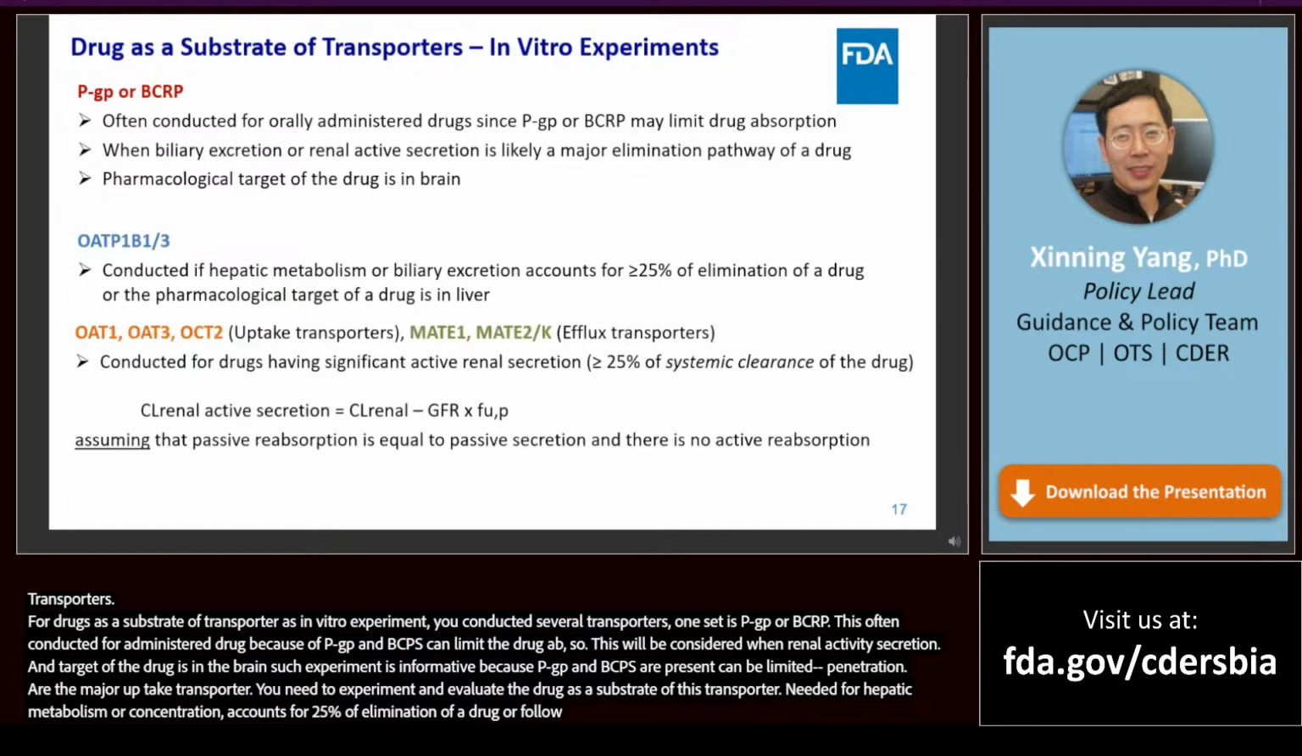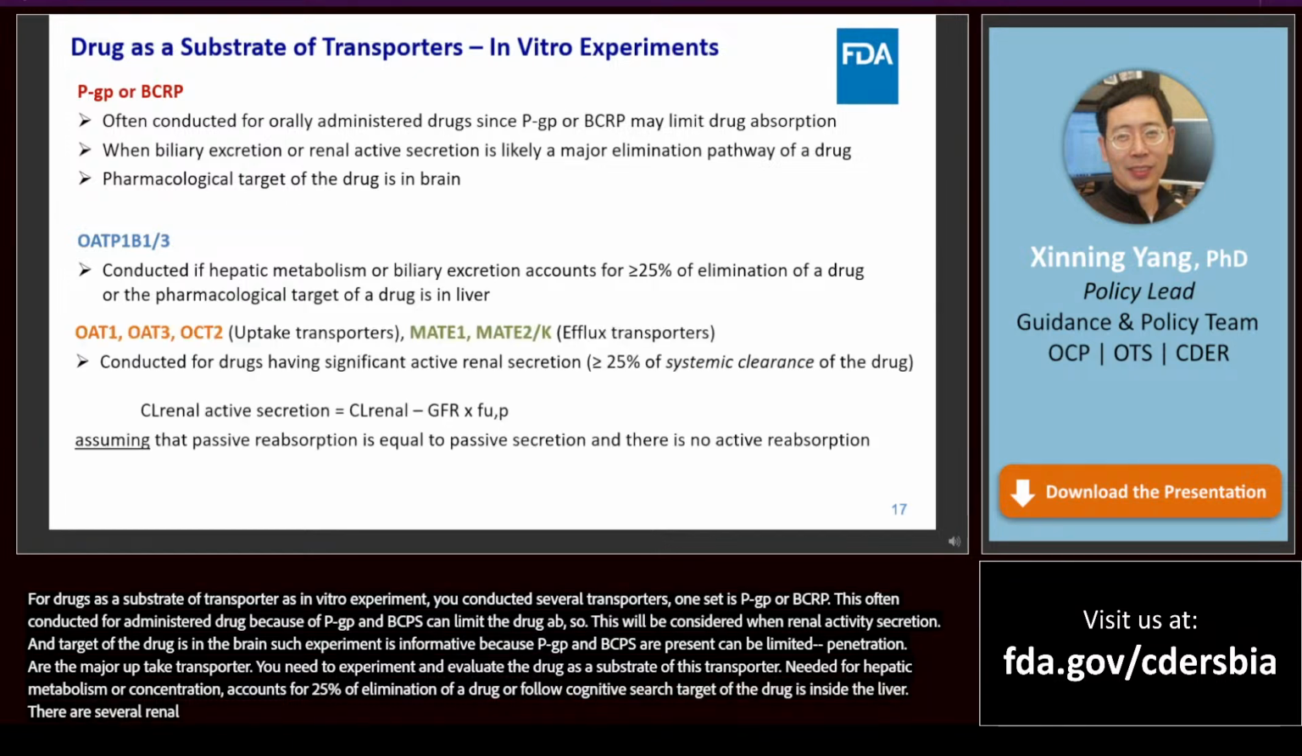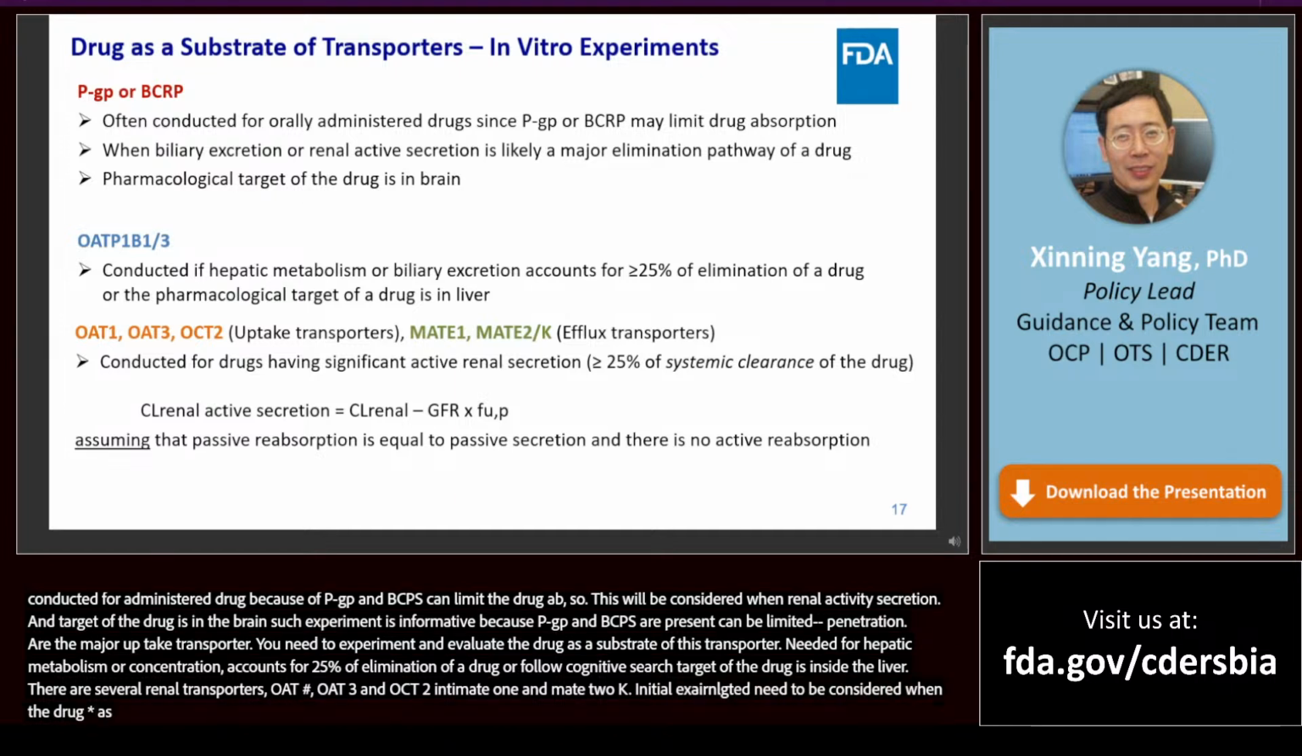There are several renal transporters: OAT1, OAT3, OCT2, which are uptake transporters, and MATE1, MATE2K, which are efflux transporters. In vitro experiments need to be considered when the drug has a significant active renal secretion, defined as accounting for 25% or more of the systemic clearance of a drug.